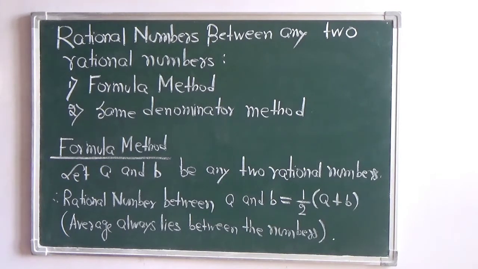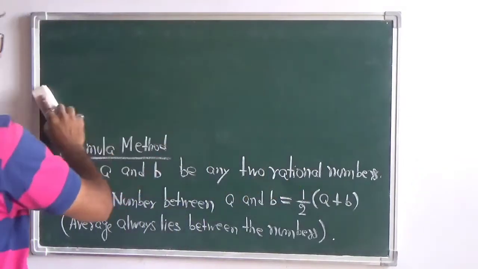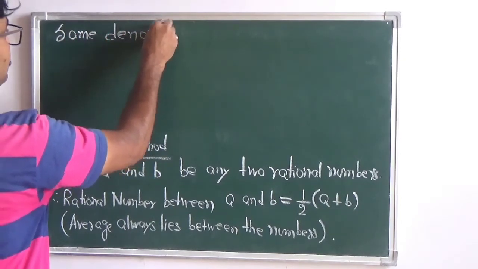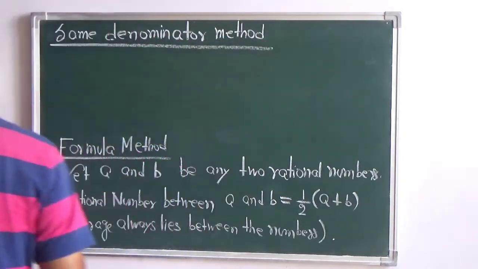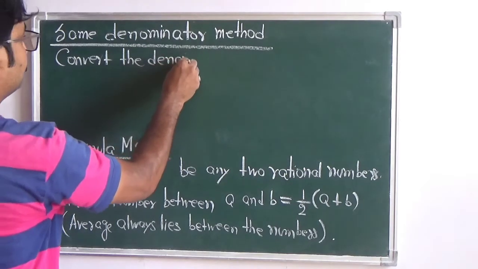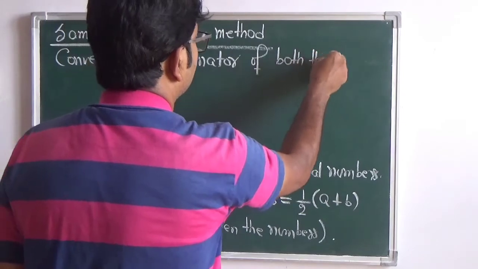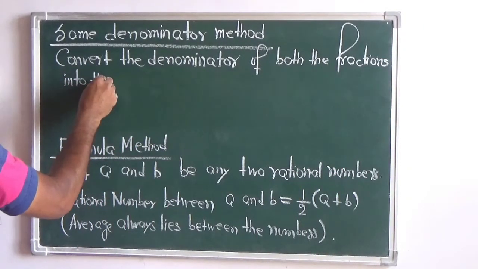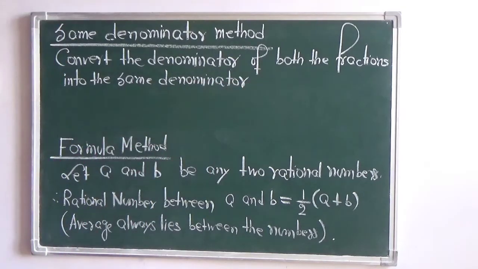This is the formula method, and then we have the same denominator method. The same denominator method: convert the denominator of both the fractions into the same denominator, by taking the LCM.